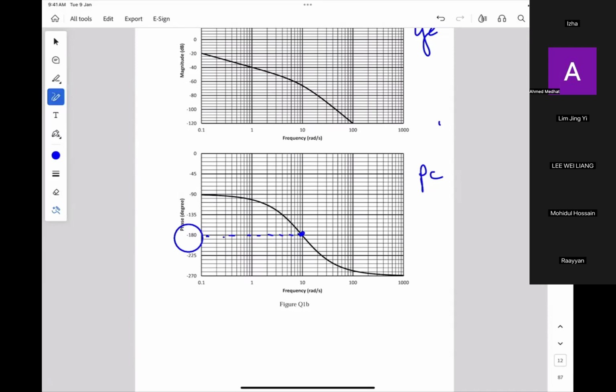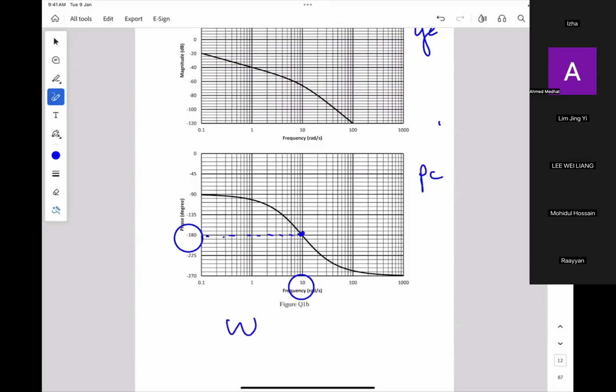Lim, Jing, Yi, correct? Phase crossover frequency? Correct. Can't hear? Hello. Louder a bit. Okay. I think correct. You think correct? Correct lah, it is correct.